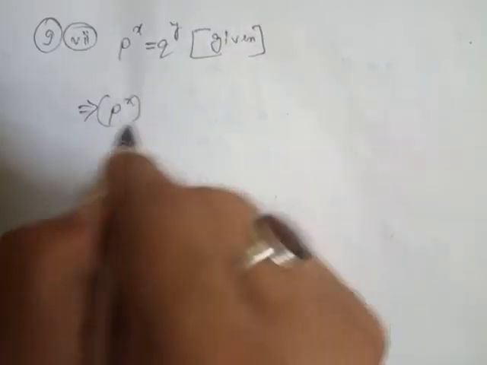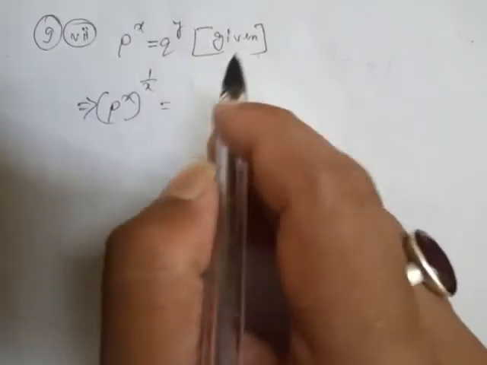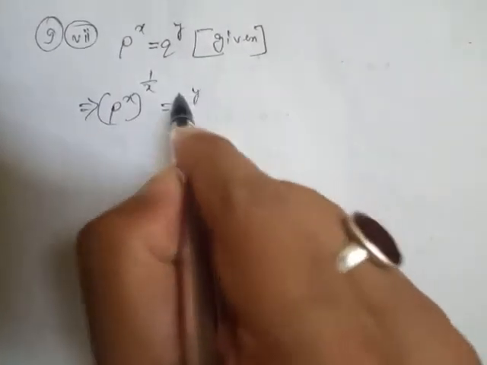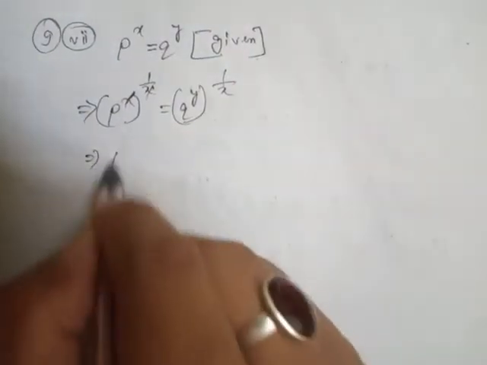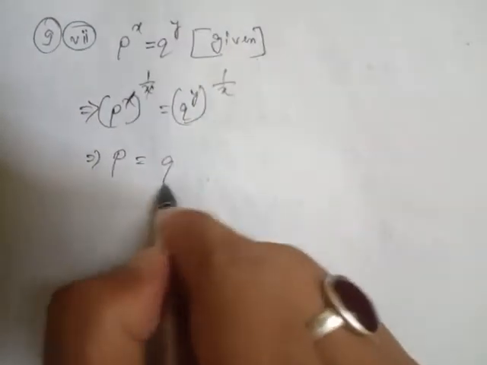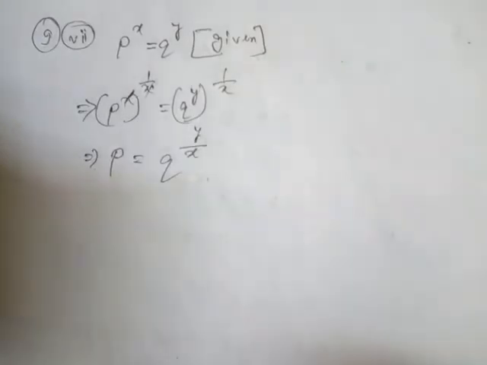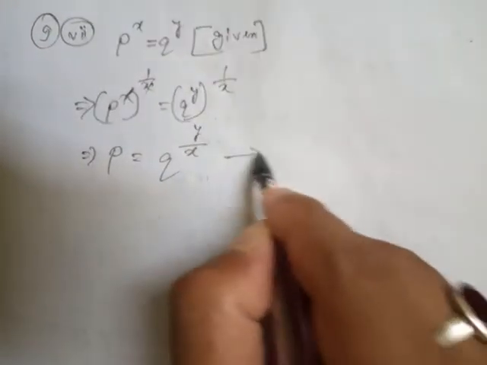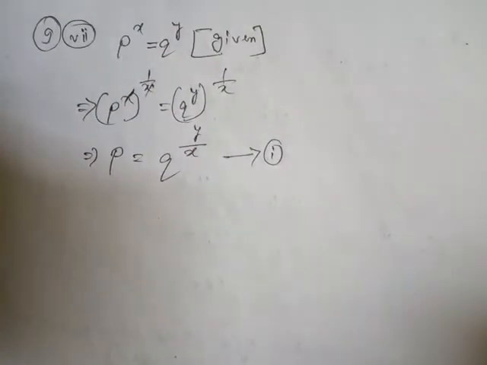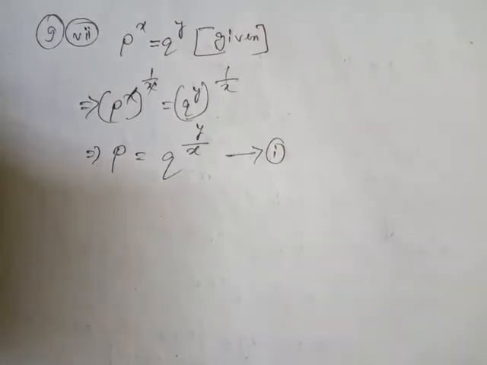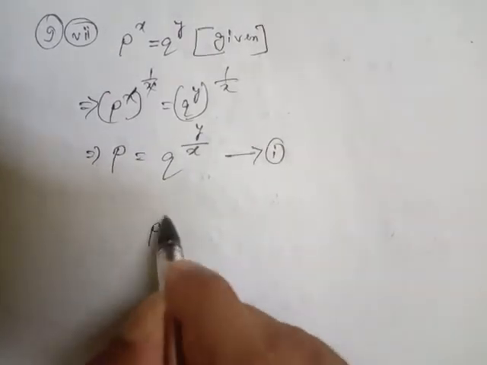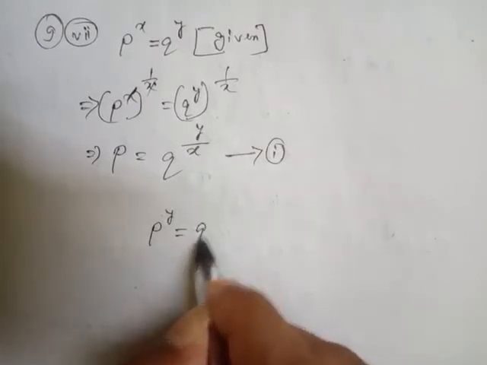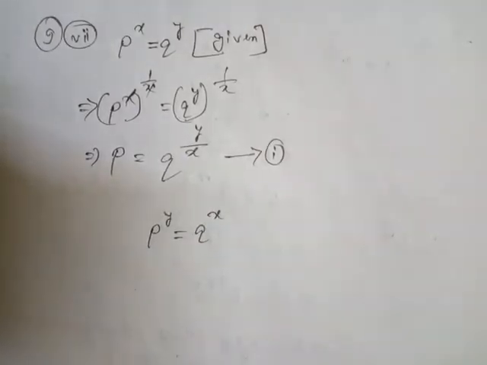Now on both the sides, if I go for the multiplication with the power of 1 by x only, then q to the power y whole to the power 1 by x. Now x cancels, so there is p only, and here is q to the power y by x. So let us take this one as equation number 1, the first one. Now again one more condition is given here. So the second condition is p to the power y equals q to the power x. This is the second condition given.